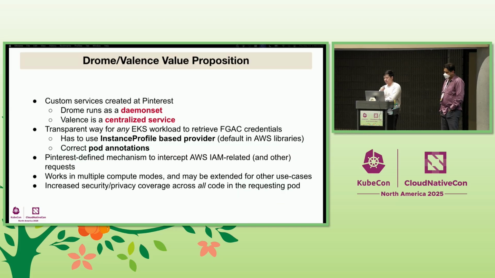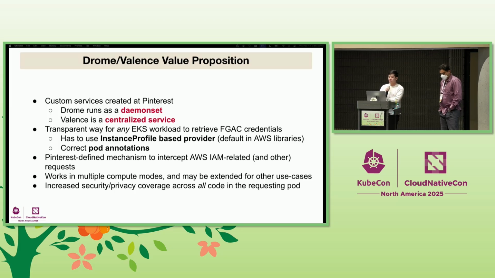Great, so now that we've covered the end-to-end fine-grained access control flow and most of the main components, we can talk quickly about why Drome and Valance are necessary. Drome runs as a lightweight daemon set, which only needs to handle queries for pods or processes running on the same node. Valance, on the other hand, is a centralized security service that handles Drome requests from all EKS clusters.